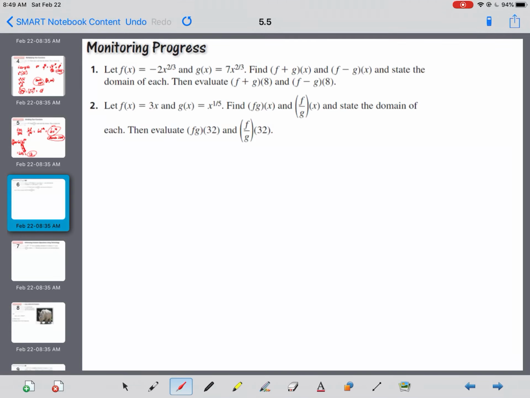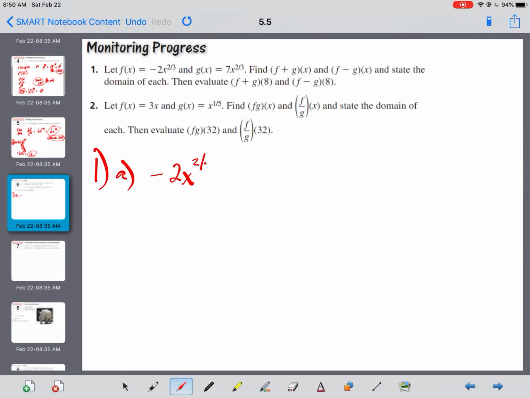All right, let's look at number 1. Let f of x equal negative 2x to the 2/3, and g of x equal 7x to the 2/3. We need to add them, and we need to subtract them, do the domain of each, and then evaluate them for 8. So we've got 2 problems to do in this one. I'm going to call it 1A, okay? And we have to add them first.